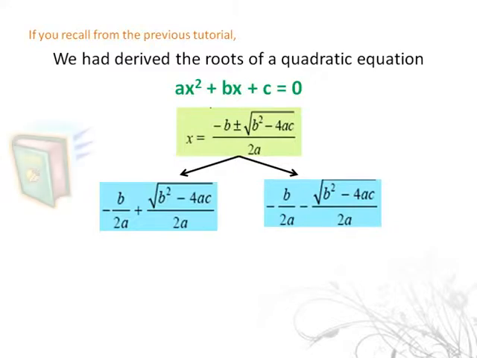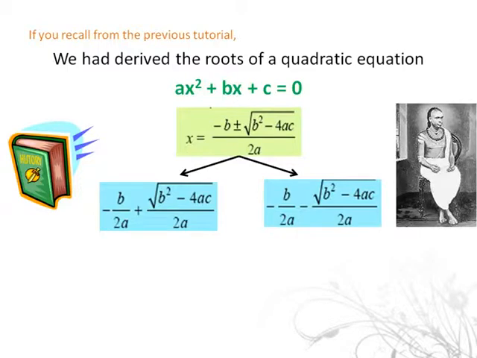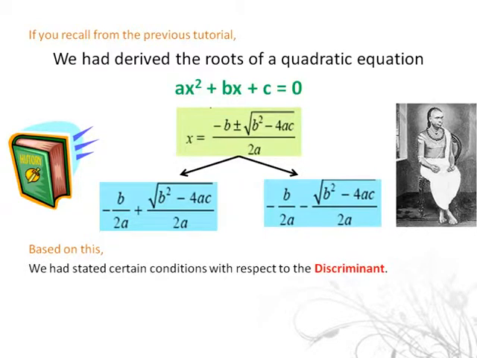This formula was given by an Indian mathematician Sridharacharya in the past. Now based on this, we had stated certain conditions with respect to the discriminant. Now what is the discriminant here? B square minus 4ac, this quantity is called the discriminant of the quadratic equation. Now b square minus 4ac can be either greater than 0, or it can be less than 0, or it can be equal to 0.